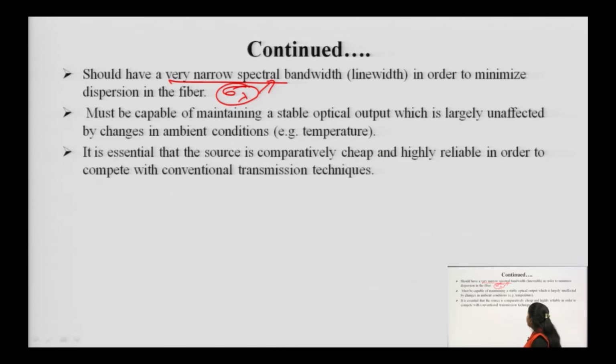Must be capable of maintaining a stable optical output which is largely unaffected by changes in ambient conditions. That means the output generated should have stability. It is essential that the source is comparatively cheap and highly reliable so that it is able to compete with the conventional transmission technique.